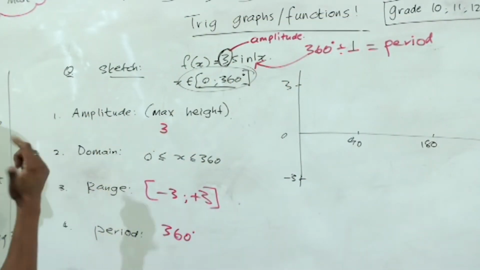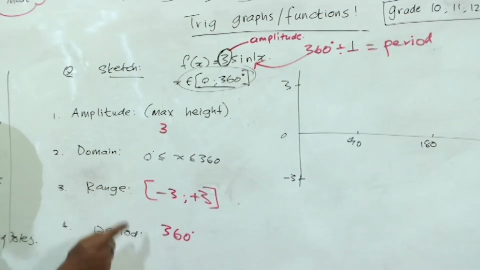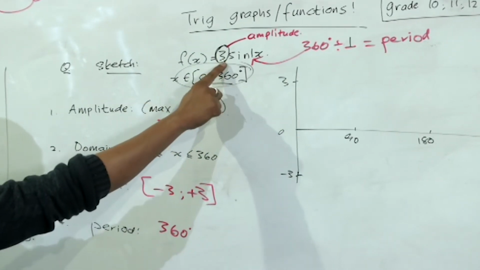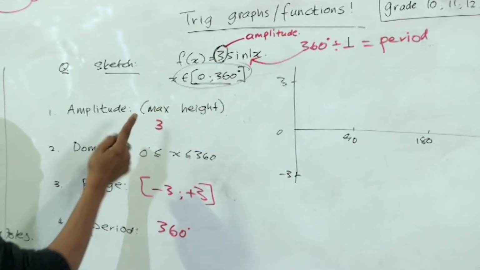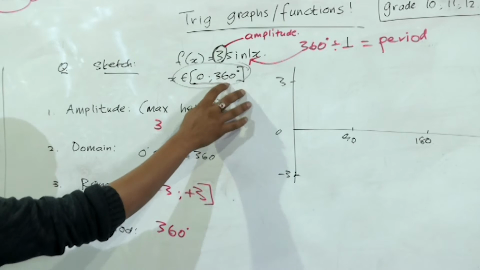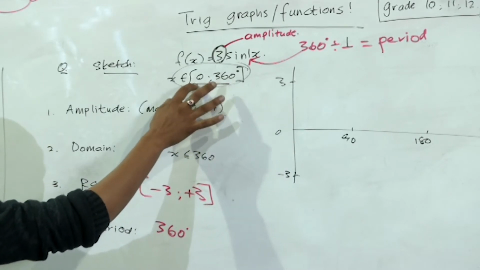The amplitude, the theory questions, guys, 2, 4, 6, 8 marks. Amplitude of the graph, 3. The number in the front, the coefficient. If that was a negative, it would be minus 3. Domain, from 0 to 360. So x less than or equal to 360 but greater than or equal to 0.